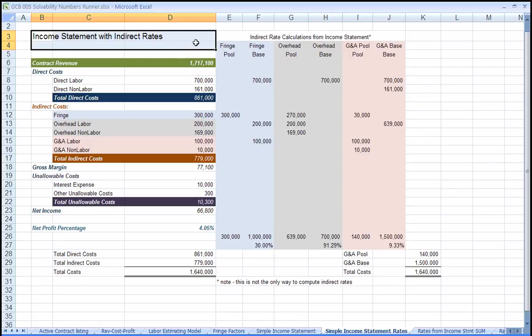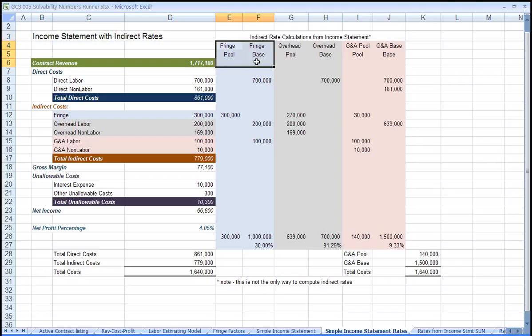Let's start with figuring out the fringe rate. First, we'll take the cost on the fringe line. That's called the fringe pool. Second, we'll look at any of the lines that are for labor. We have direct labor, overhead labor, and G&A labor. So the sum of those three is called the fringe base. So take the fringe pool divided by the fringe base, and that is your fringe percentage.